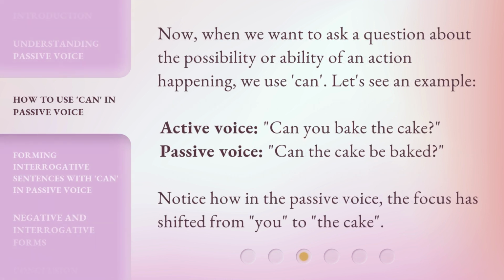Now, when we want to ask a question about the possibility or ability of an action happening, we use can. Let's see an example. Active voice: Can you bake the cake? Passive voice: Can the cake be baked? Notice how in the passive voice, the focus has shifted from you to the cake.